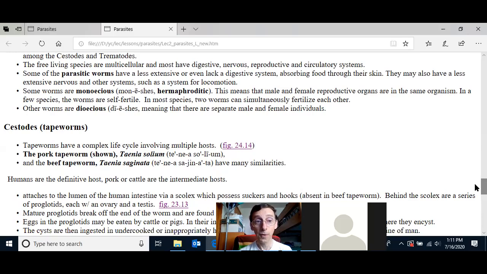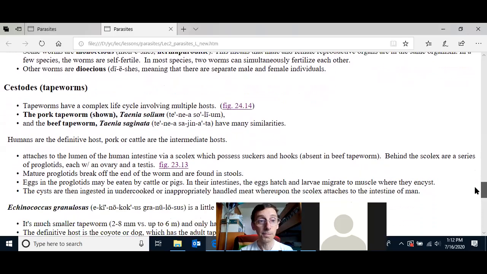Other worms are dioecious, and dioecious means that there are separate male and female individuals, and then to reproduce you have to have the male and the female come together. But if they're both living in the intestines, that's pretty easy to do. Okay, any questions about any of that? If there's no questions, let's move on.